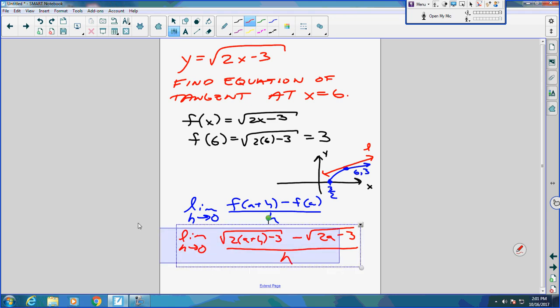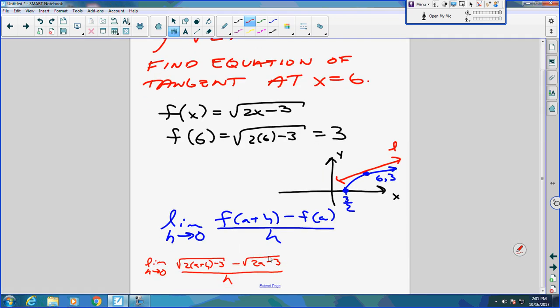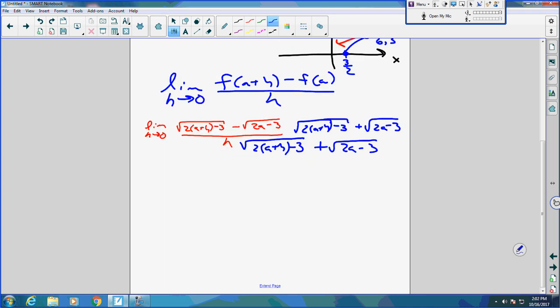So I'm going to shrink this down so I have some room to write it. And I want to get down lower so you guys can see it. All right, the conjugate of this is just this stuff again, right, with a plus sign. The square root of 2 times a plus h minus 3, plus the square root of 2a minus 3, not plus 3 there, minus 3. All over the same thing. All right, when I square this out, the denominator stays, right?